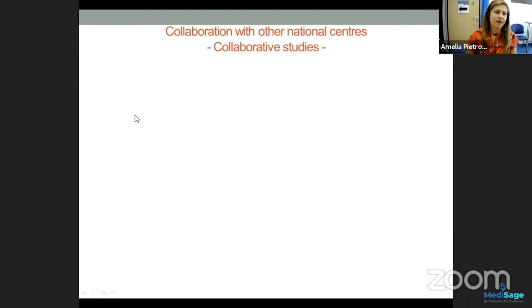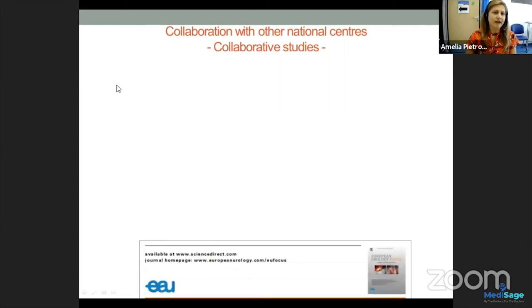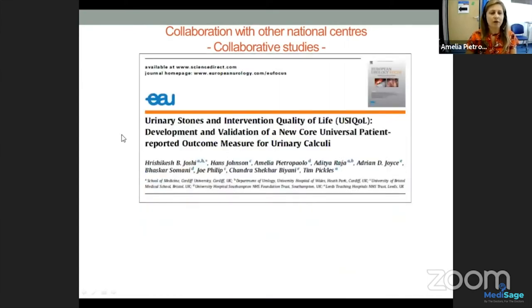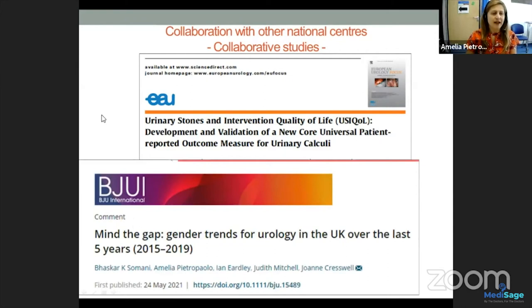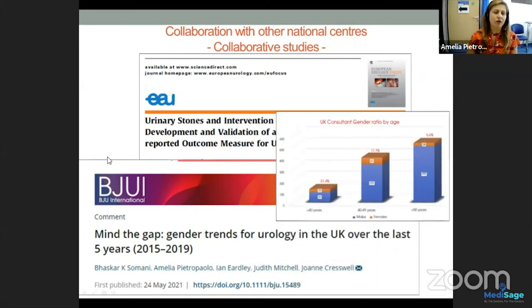Of course, nationally it is very important to collaborate, and that's always difficult to do, but there are common things that it is possible to solve together. And this is, for example, the first questionnaire that has been done evaluating the measured outcomes of kidney stone patients. And it's been done by Dr. Joshi from Cardiff, the same one who created the stent symptoms questionnaire, USSQ. And we collaborated with our patients. And more recently, this is the gender trends for urology in the UK, where we found that there was a big gap of females in the urology profession. And this gap is actually still existing, probably being filled a bit in the last years with more females approaching urology, but there's still a large difference.